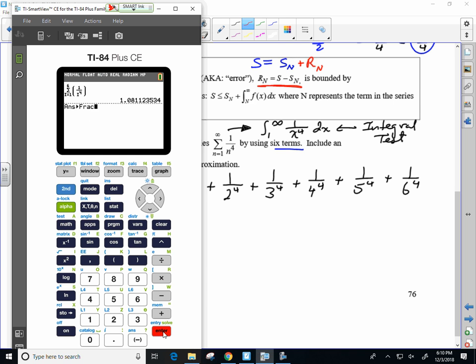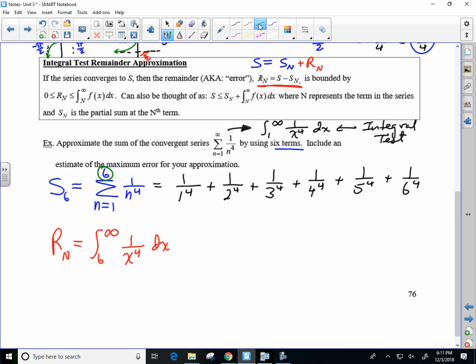The calculator doesn't math fractions easily. All right, so it's going to be about 1.0811, roughly, which I guess is what "about" means. 1.0811, roughly.